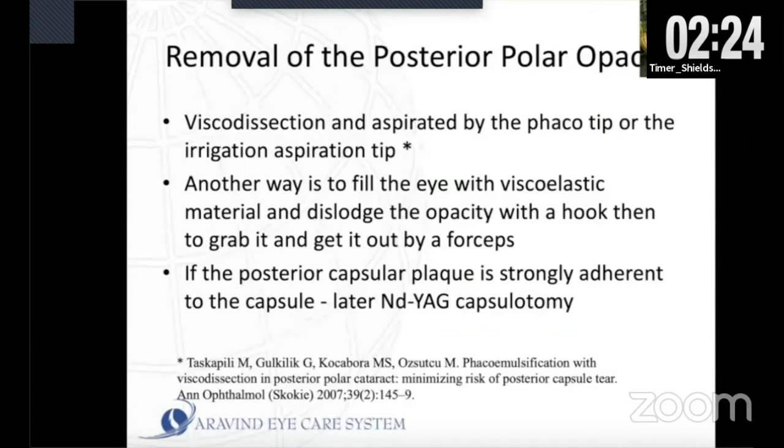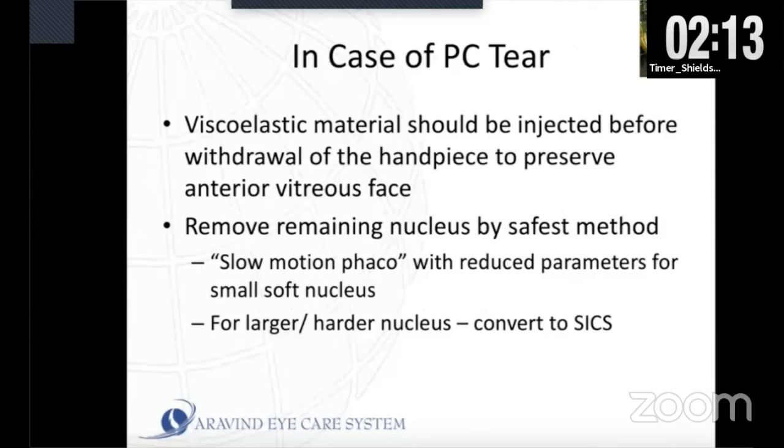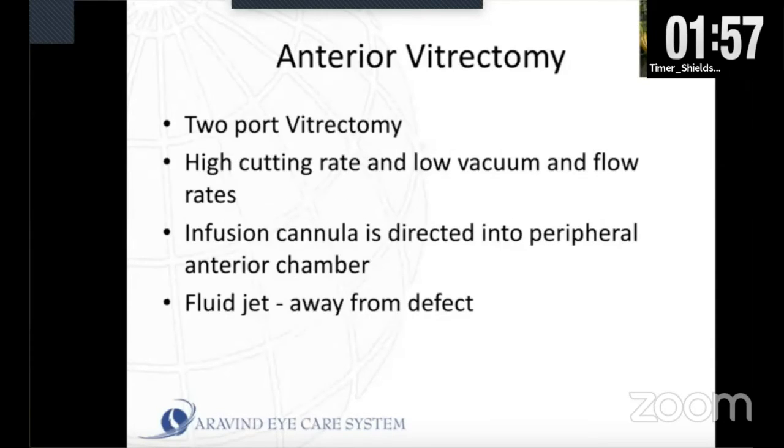The opacity removal, if it is there, it's good. You can try to remove it, or you can do a primary posterior capsular excision sometimes, or you can leave it for a YAG laser to be done at a later stage. In case you have a PC tear, like what I said before, and the remaining nucleus is a big chunk, you may have to convert to small incision, or you have to change to slow motion parameters. And if you are confident, you can remove the rest of the nucleus. So vitrectomy, as usual, in any case, is how you do an anterior vitrectomy.